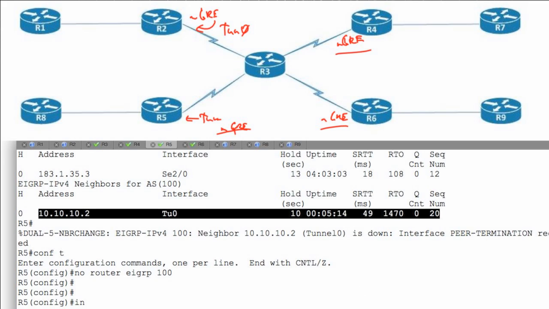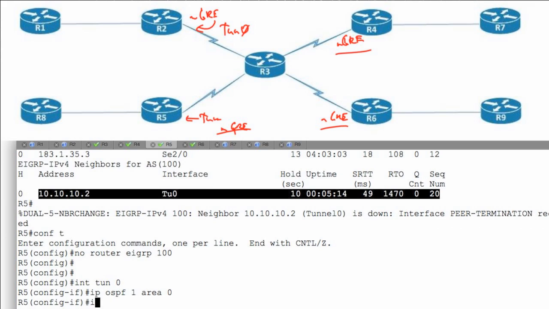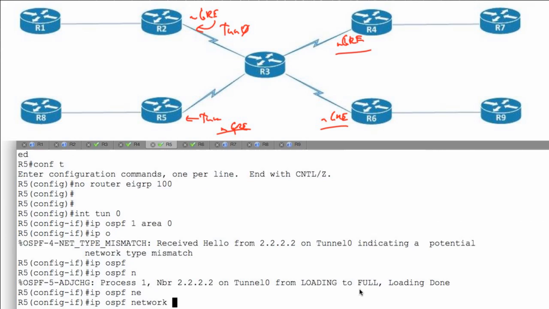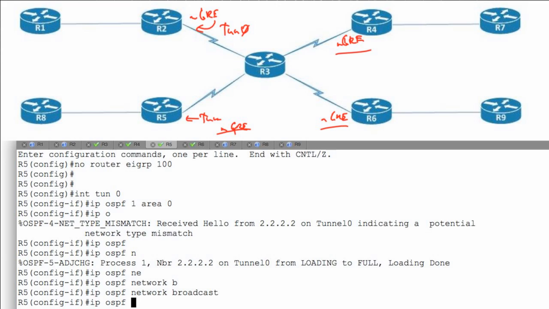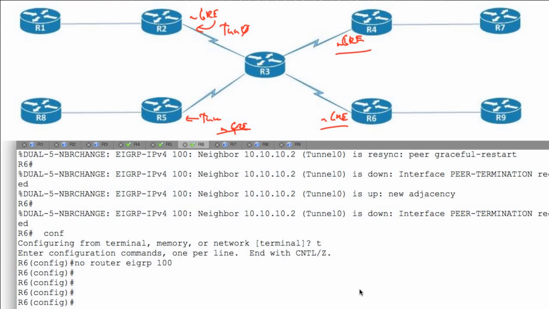On R5, let's do this. Interface tunnel 0, ip ospf 1 area 0, ip ospf network type. What we're going to do here is we're going to say broadcast, ip ospf priority 0.